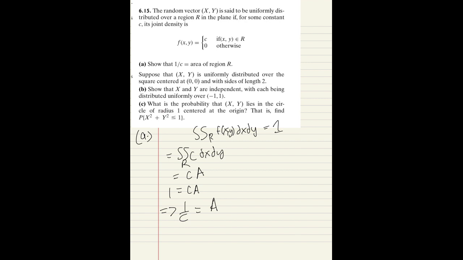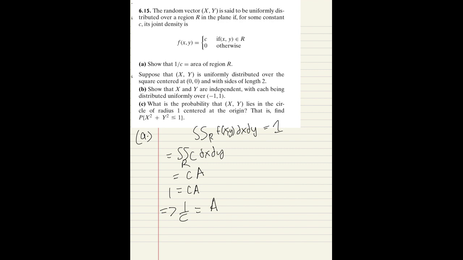So for part A, we have the double integral over region R of f(x, y) dx dy is equal to 1. So the distribution f(x, y) is equal to c is given. So we can factor the c out, and then we have the double integral of R. Let me draw this.